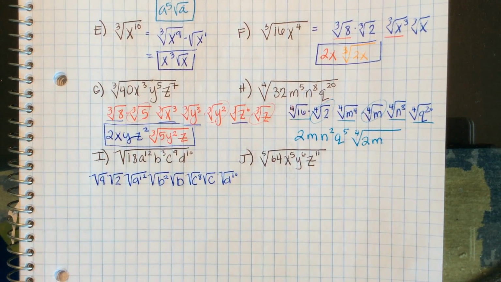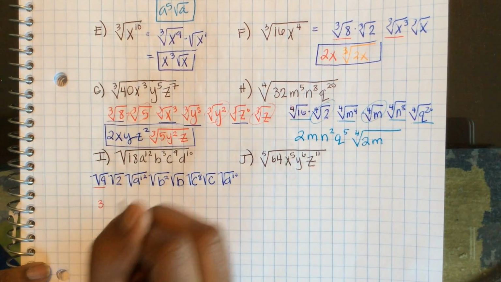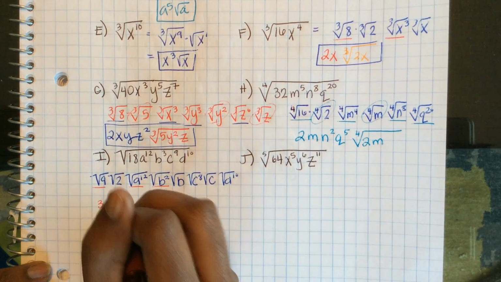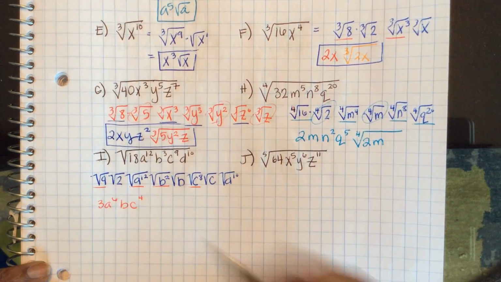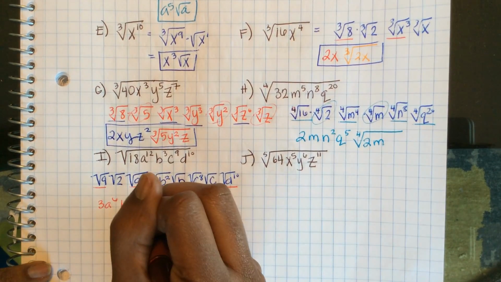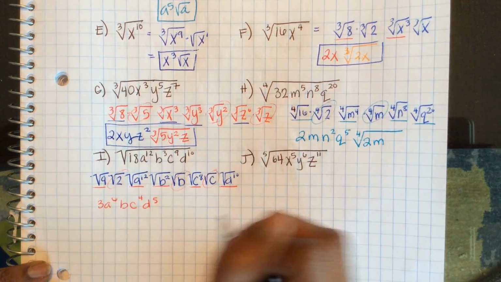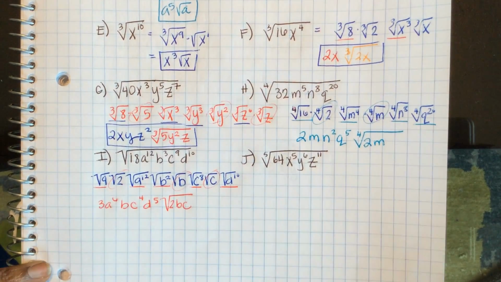So now let me simplify all my perfect squares. Square root of 9 is 3. Square root of a to the 12th is a to the 6th. Square root of b squared is b. Square root of c to the 8th is c to the 4th. Square root of d to the 10th is d to the 5th. And all these non-perfect squares go in my square root, 2bc.